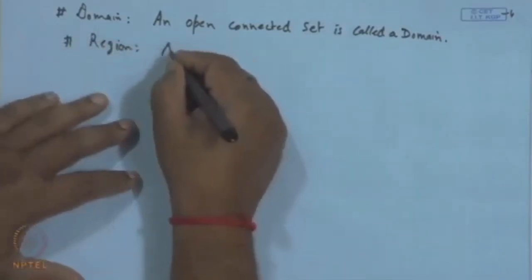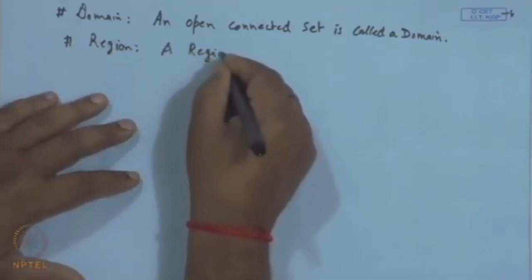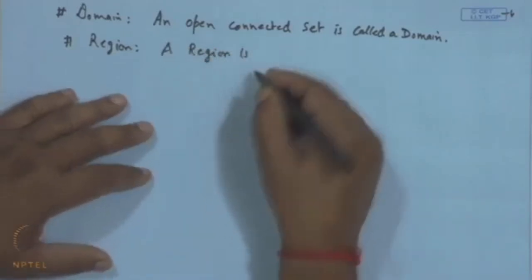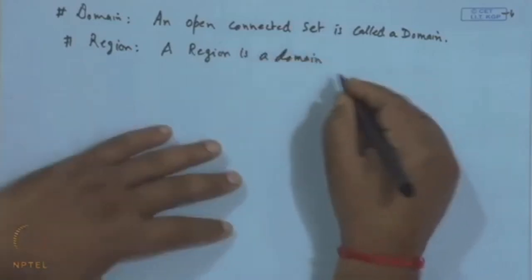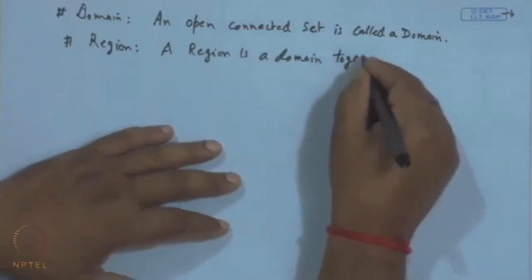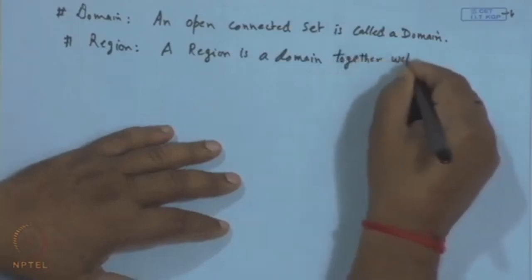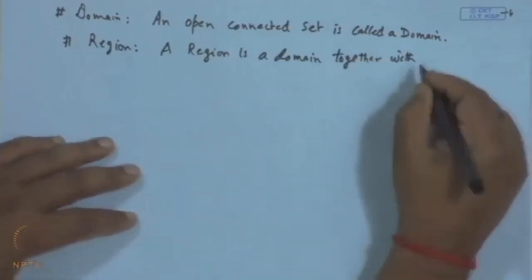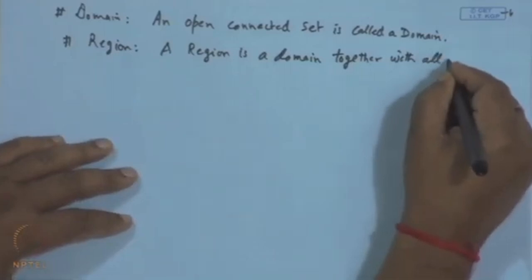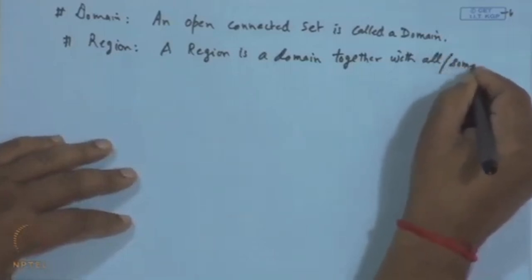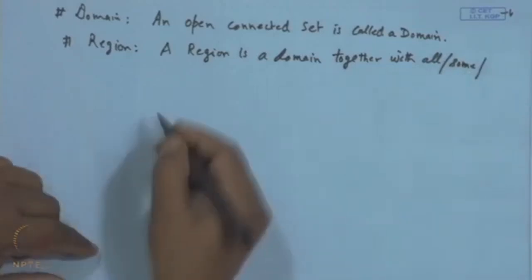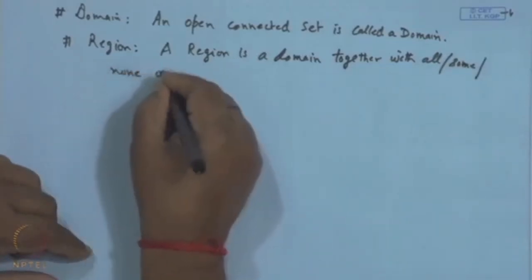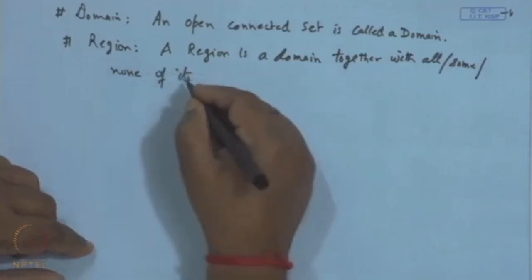And region. A region is a domain together with all or maybe some or maybe none of its boundary points.